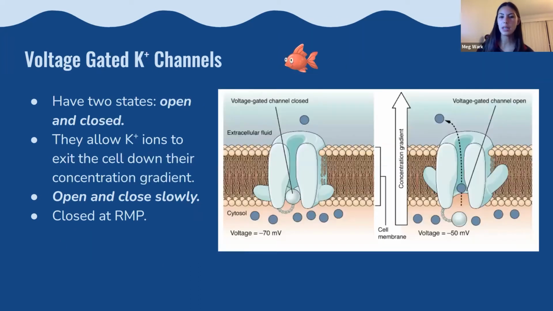Then we have voltage-gated potassium channels. So these only have 2 states, open and closed. They can't be inactivated. They allow potassium ions to exit the cell, again, down their concentration gradient. And these open and close very slowly compared to the sodium channels. And again, they're closed at resting membrane potential.